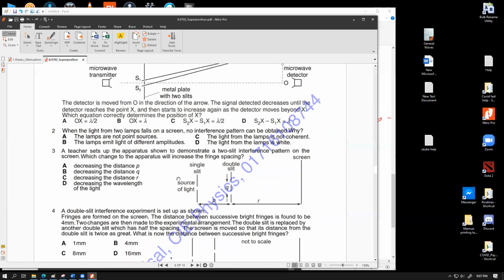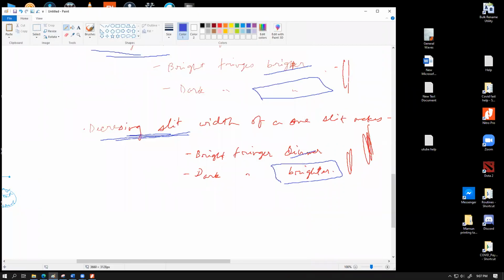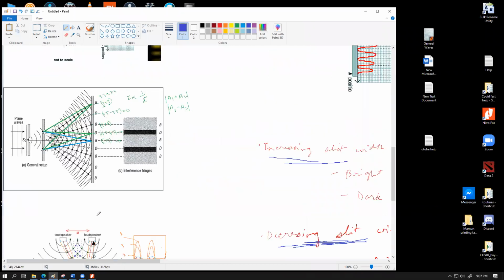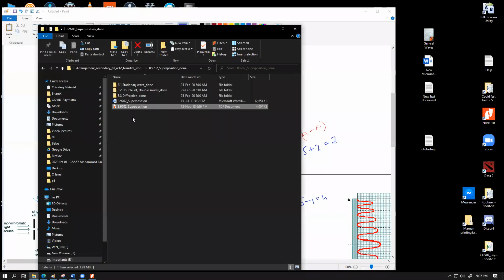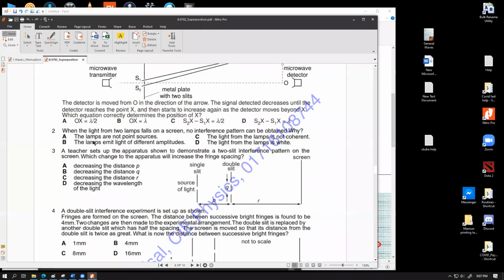Anyway, 2 is good. Okay, try number 3. Number 3 can be attempted by the relationship that I just showed, where I wrote some proportionalities. I would like you to write this thing, lambda d equals ax, somewhere on your paper, and use this equation to figure out the answer for question number 3.